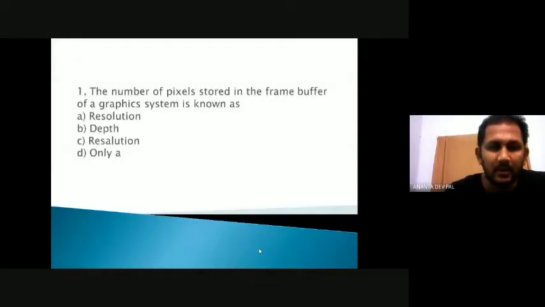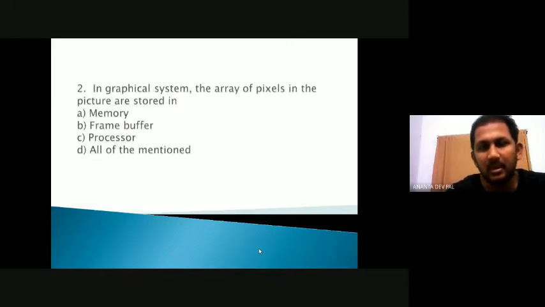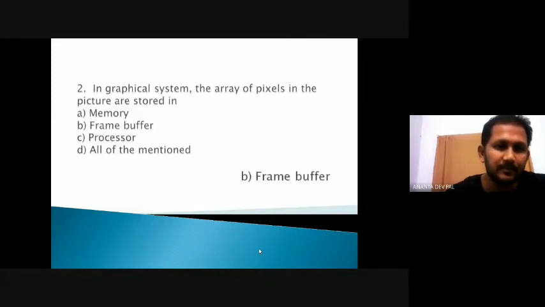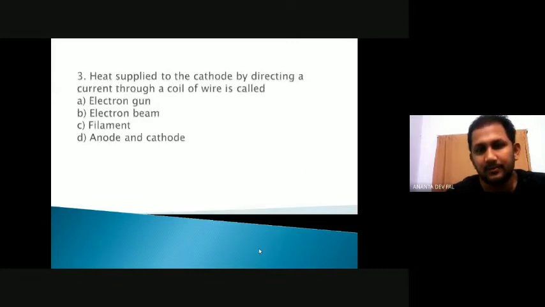MCQ of computer graphics. Question number 1: The number of pixels stored in the frame buffer of computer graphics is known as resolution. In a graphical system, the array of pixels in the picture is stored in the frame buffer.